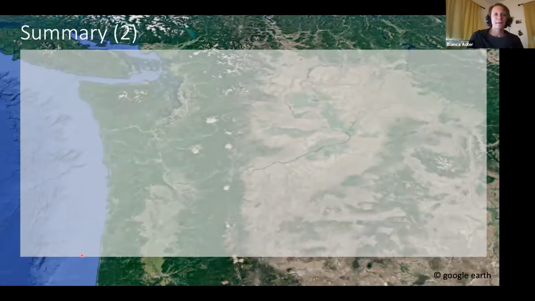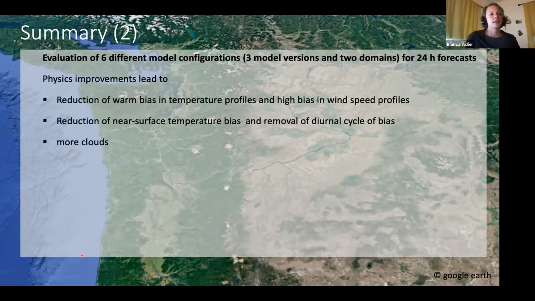Okay, to sum up, we evaluated 6 different model configurations consisting of 3 model versions and 2 domains with different horizontal resolution for 24-hour forecasts. And we found that improvements in the physics schemes led to a reduction of the warm bias in the temperature profiles and a high bias in wind speed profiles at some stations. But even in the newest model versions, there was still a significant bias in temperature and wind speed.